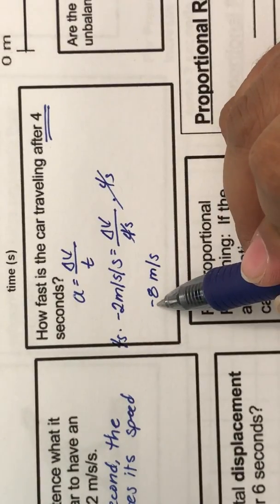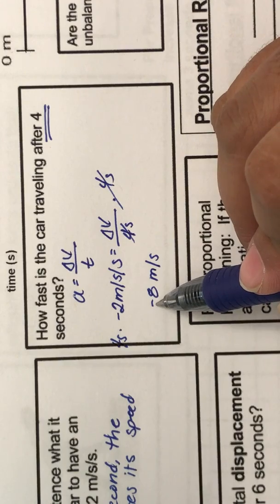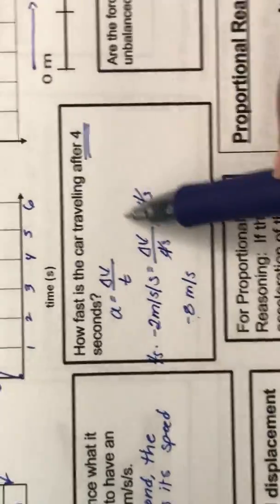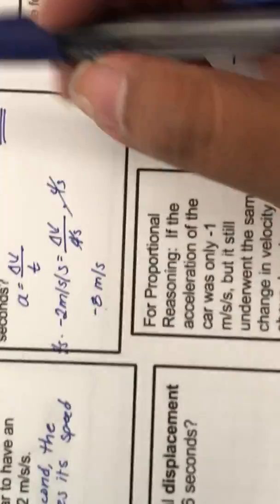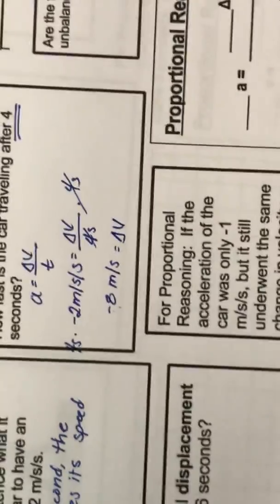So then that just means that it's decreasing speed. So that means it matches our graph, that it's decreasing speed, or it has a negative acceleration, which means it's slowing down, and it will change by 8 meters per second. So that'll be our change in velocity.